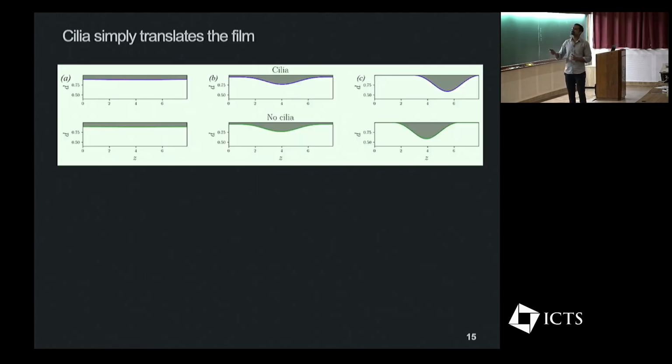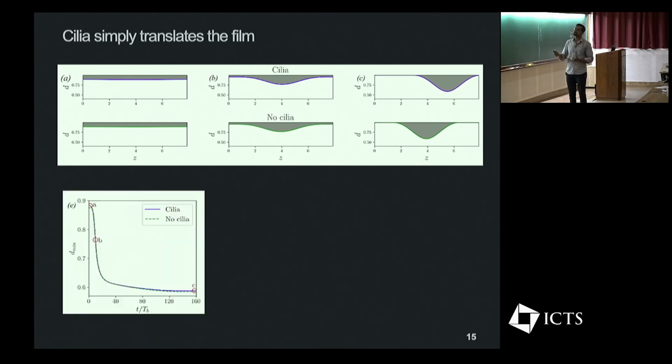Okay, so on the top, here are 2 snapshots of the evolution of this film on my computational domain. So on top you have cilia, bottom there's no cilia. In both cases you see this plateau Rayleigh instability draws the mucus into a hump with depleted zones. And it seems like the cilia has no effect other than to just translate this hump.